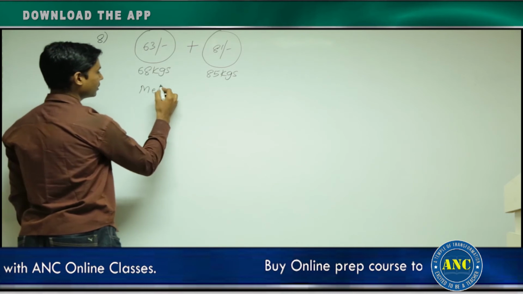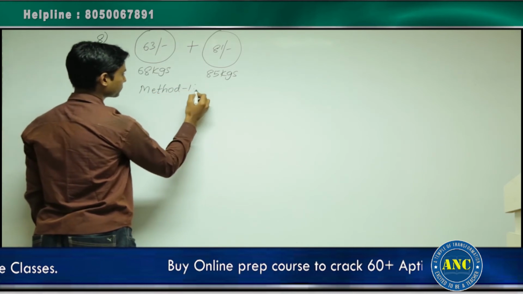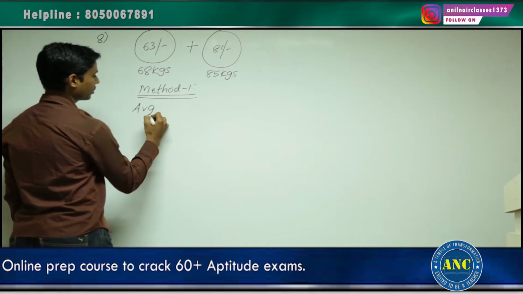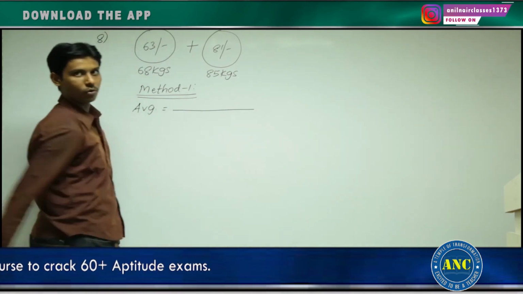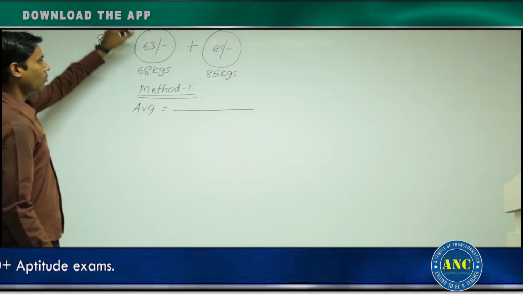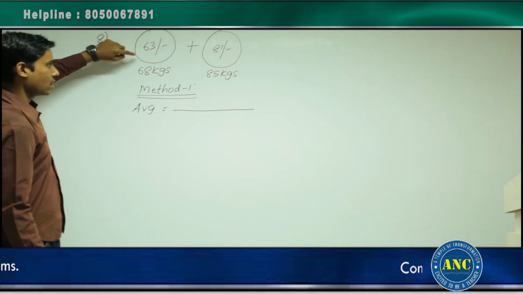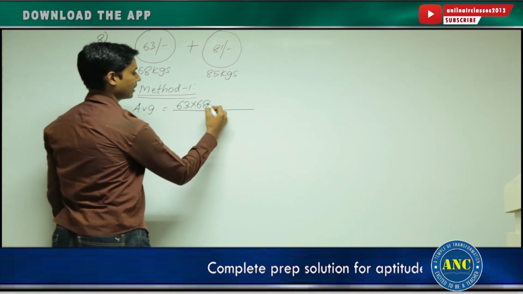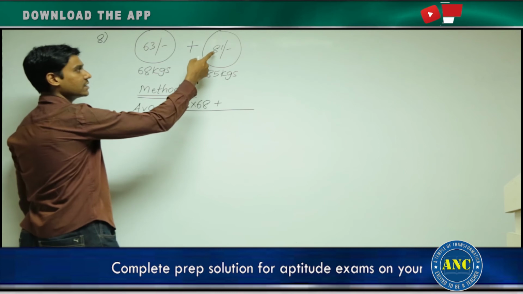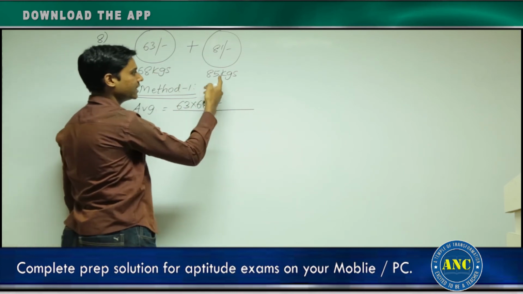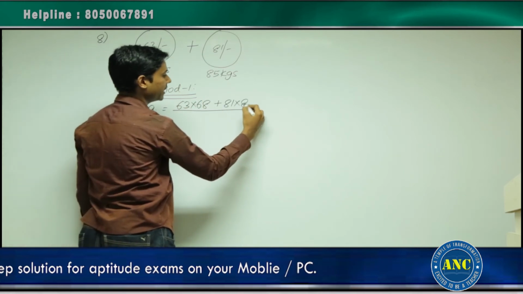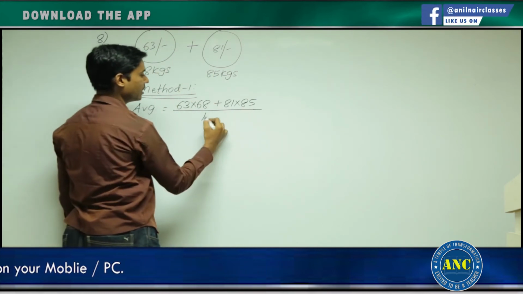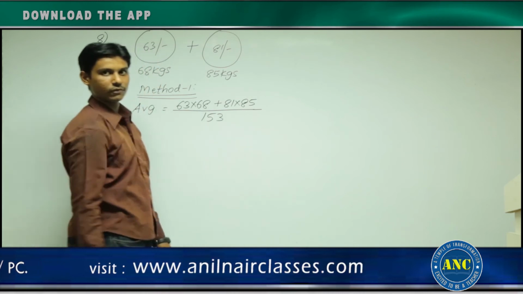See here. I will discuss in two methods. Method 1. Average is nothing but sum of the quantities divided by number of quantities. Sum of the quantities. For 1 kg it is 63 rupees. For 68 kg it is 63 into 68 rupees. Similarly, second quantity. For 1 kg it is 81 rupees. For 85 kg it is 81 into 85 divided by total number of quantities, 68 plus 85. It is 153.